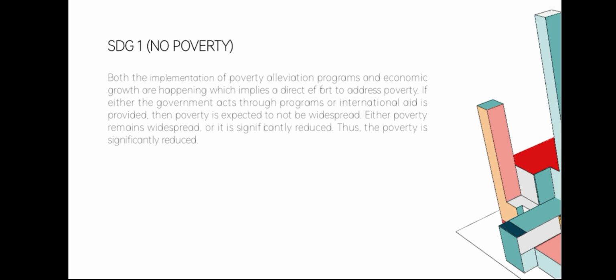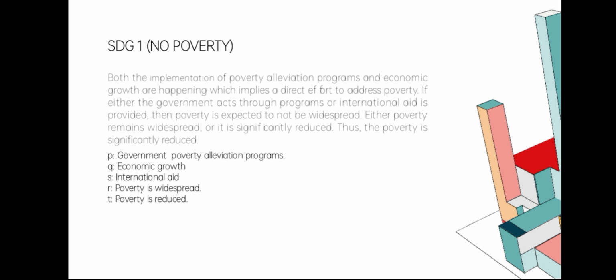So now let's find or derive our variables. So our first variable is P, which is the government poverty alleviation programs, and Q for the economic growth. As for the international aid, S, R for poverty is widespread and T for poverty is reduced.